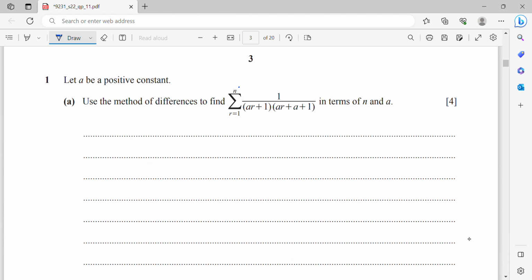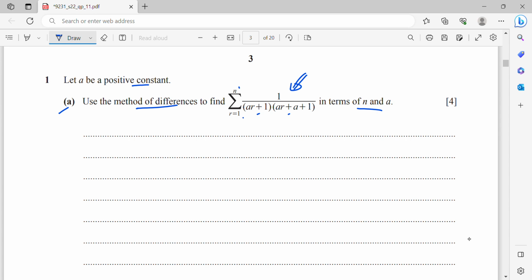First question, let a be a positive constant. Part a: use the method of differences to find the summation, r equals 1 to n, of 1 over (ar plus 1) multiplied by (ar plus a plus 1), in terms of n and a. Okay, so first of all, we need to get the partial fractions of this rational function.